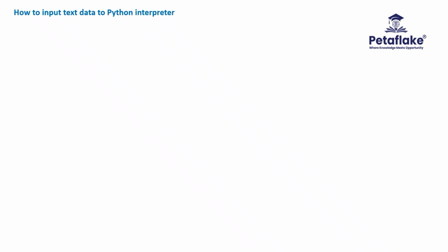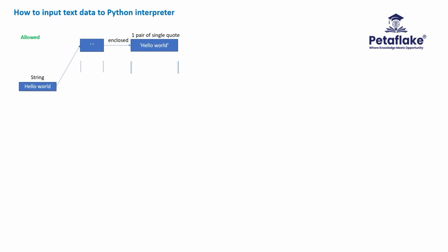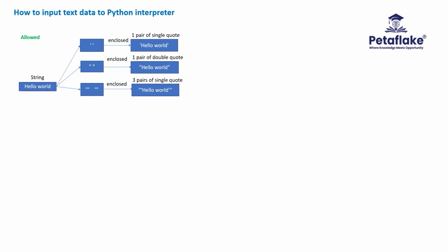Let's understand the rules we need to follow when providing text data as input to Python interpreter. Text data is technically called a string in programming. To make Python interpreter understand the input data is a string, we must enclose the string data within a single pair of single quote or within a single pair of double quote or within three pairs of single quote or within three pairs of double quote.